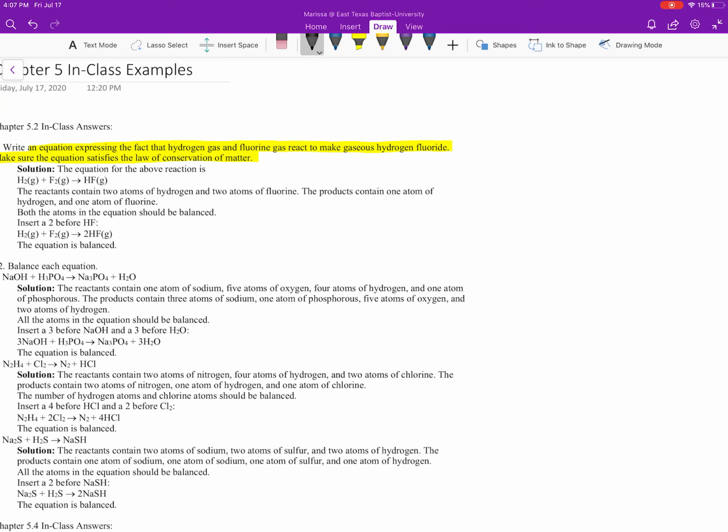So the first thing we have to remember is that there are a few elements that do not exist as a lone element when found in nature, and some of those are the elements like hydrogen, oxygen, nitrogen, chlorine, fluorine, bromine, iodine. And so when we see that this is hydrogen gas, it's not hydrogen by itself. And when this is fluorine, it's not fluorine by itself. It's going to be H2 and F2. So we're going to have H2 gas reacting with F2 gas to make gaseous hydrogen fluoride. So those are little g's.